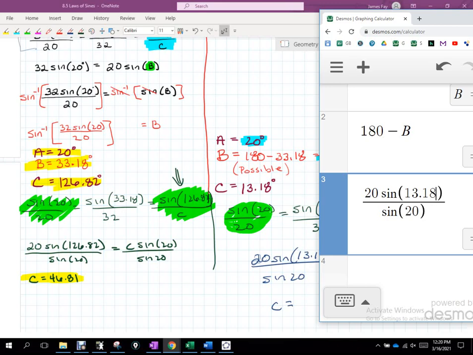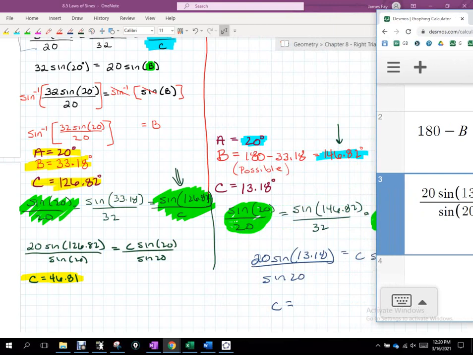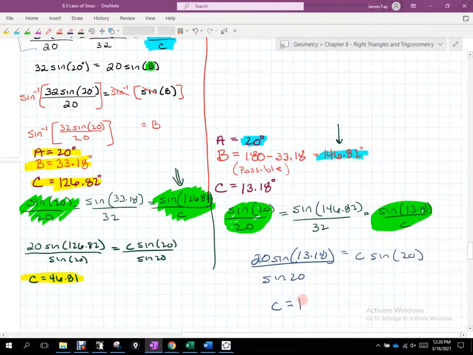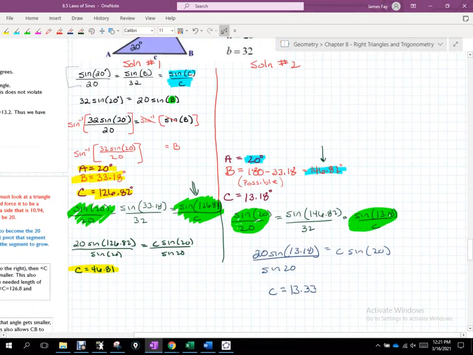Once I did all the work on solution 1 over here on the left, the exact same work, whether I want to do it by hand or not, is the same thing that's going to happen on the right. This was the work that we found C on the left. The only thing that changes, instead of 126.82, is now we use what we thought C to be here, 13.18. That's really the only thing that changes. So if you can remember that, 13.33 then would be that triangle. So those are our two solutions.